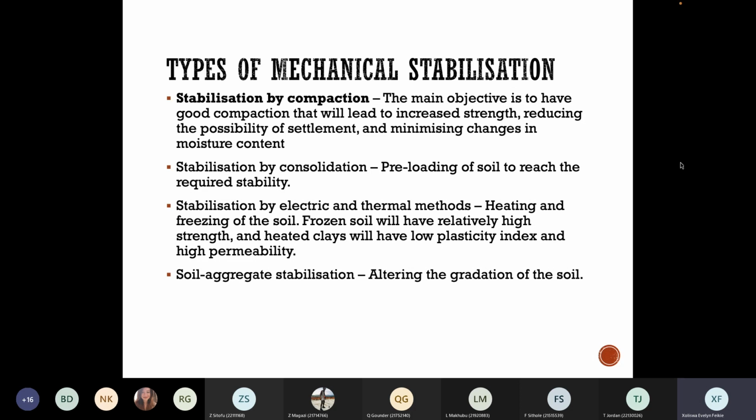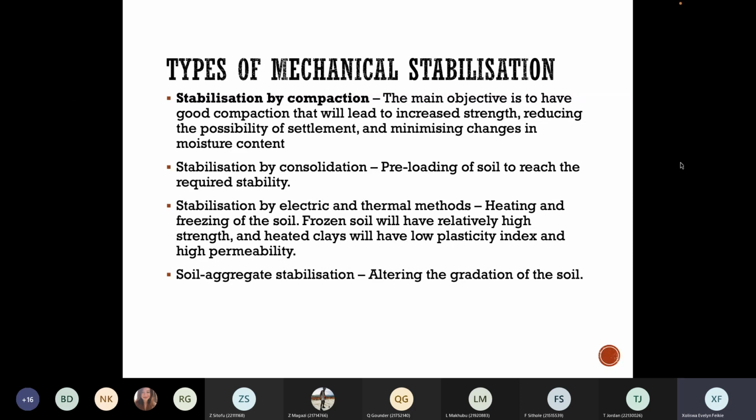But it must be done in a certain way, or the load must be heavy enough to make sure that you are able to minimize those voids or squeeze out the water as much as possible, so that you have that consolidated state that you need. So that's the preloading they're talking about. The stabilization by electric and thermal, it's heat and cold temperatures. So heating and freezing of the soil.